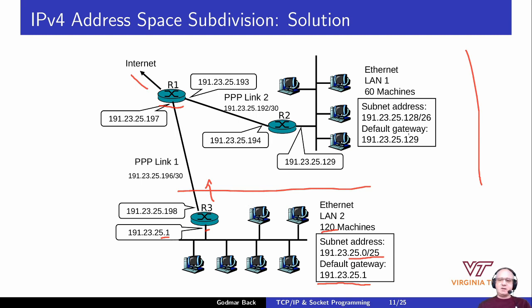Now the other side here in this case might be from 128 and it might be using 26 bits. So this would be from 128 to 191. There's enough space to accommodate 60 machines. And that leaves us with about 64 addresses. And these addresses, for example, could be used for these point-to-point links here, maybe 192/30, which would include 193 and 194 for this connection. And then maybe using the next /30 for this point-to-point link.